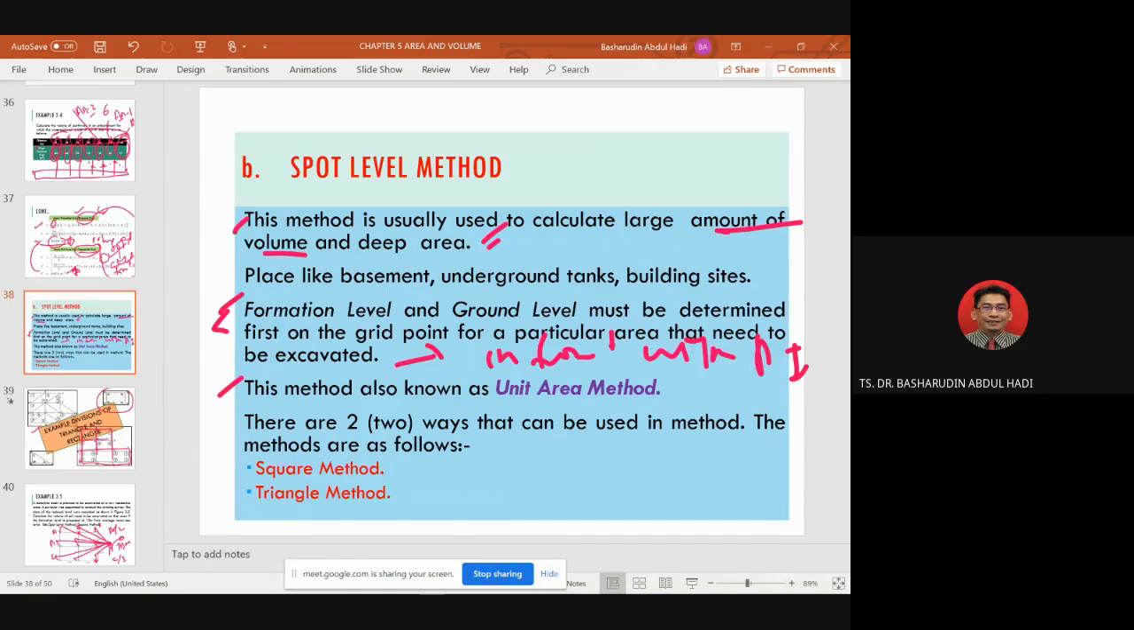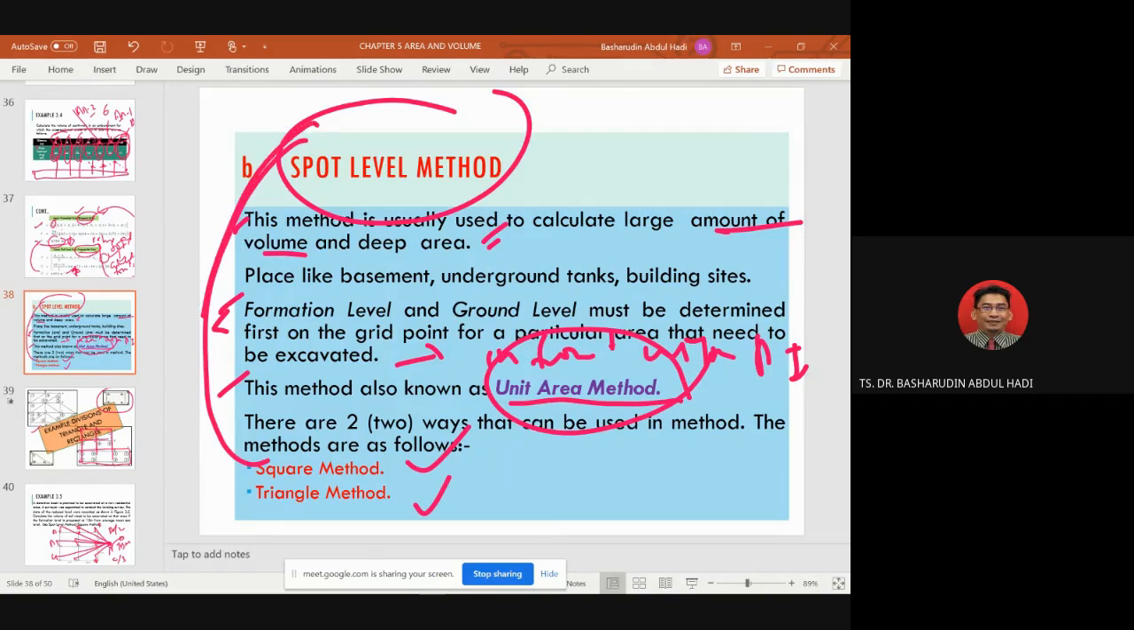So and then we choose. Normally for the site, the client already gives you that land they want to build on, so you have no choice, you must calculate the spot level on that particular site. Okay, this method is also known as the unit area method. Spot height level is also known as the unit area method. And there are two ways that can be used in this method. The methods are as follows. One is the square method, another one is the triangle method. How to calculate the volume based on spot height.